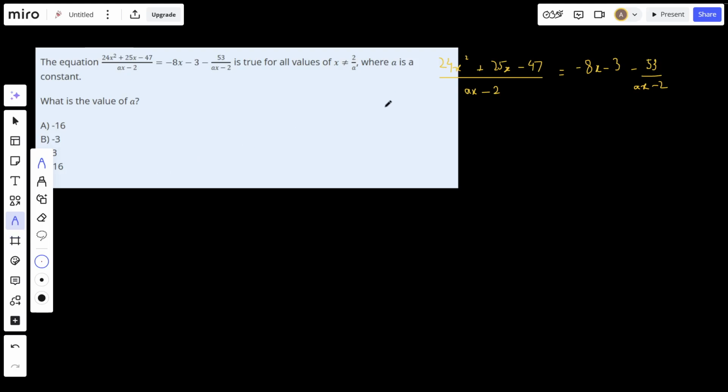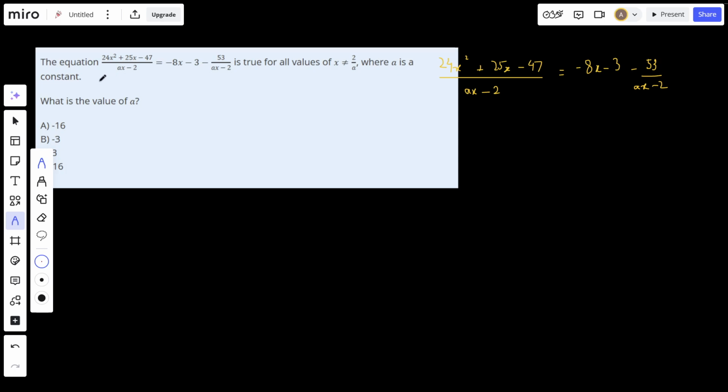Today we're going to look at another hard SAT question. This question says the equation (24x squared plus 25x minus 47) over (ax minus 2) equals minus 8x minus 3 minus 53 over (ax minus 2) is true for all values of x not equal to 2 over a, where a is a constant. What is the value of a?